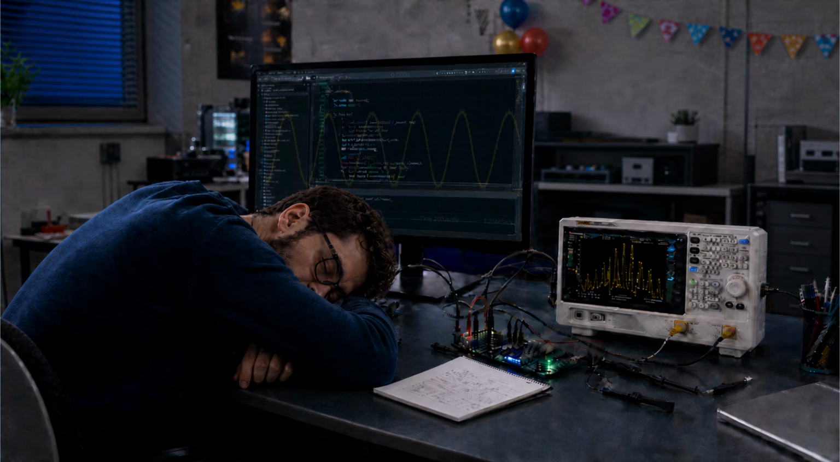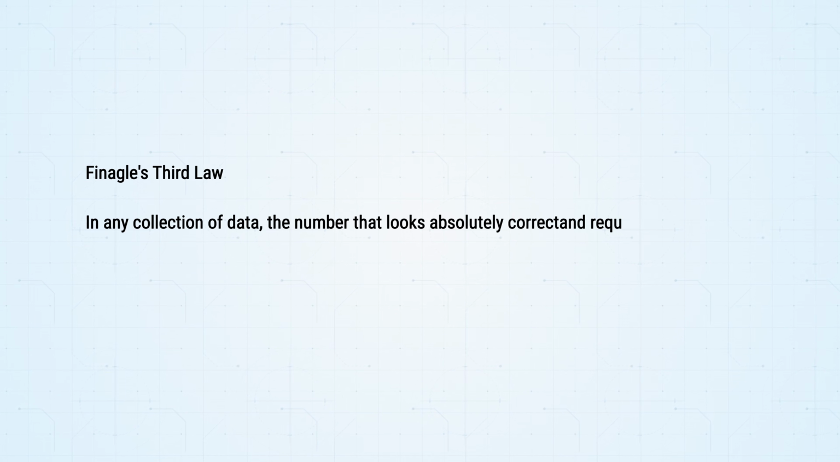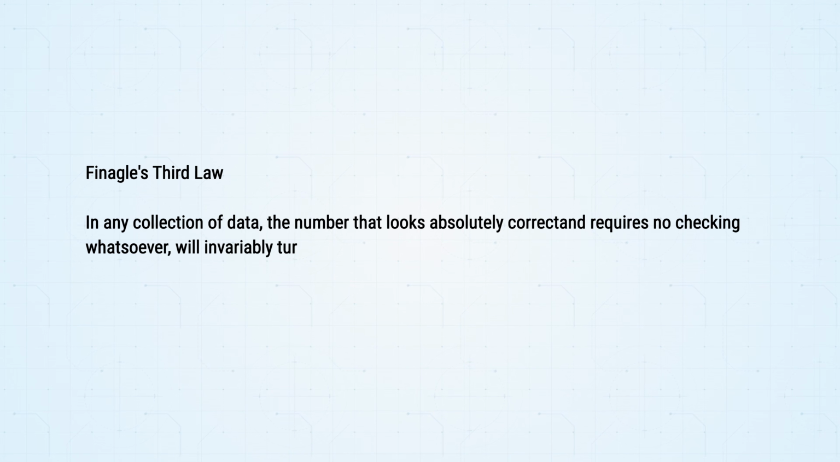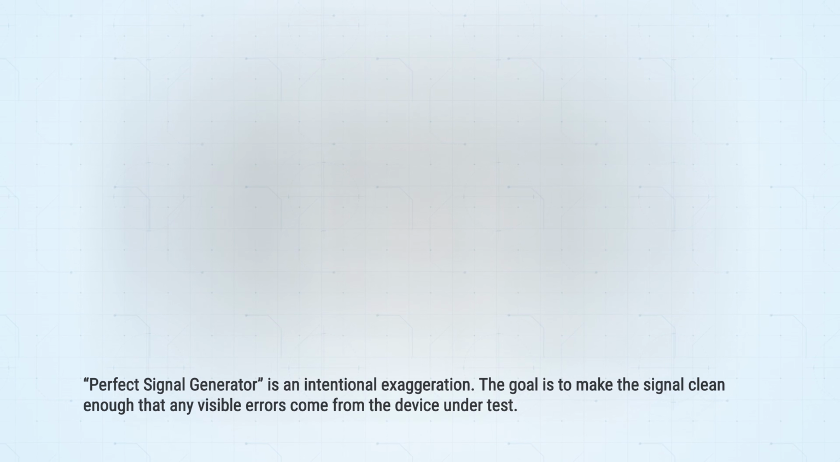And this is a classic manifestation of Finagle's third law. In any collection of data, the number that looks absolutely correct and requires no checking whatsoever will invariably turn out to be the error. Of course, if you have a high-end precision source on your bench, you can simply ignore this law. But what if you do not have one? I decided to attack the problem directly and design my own generator for a near-ideal signal.